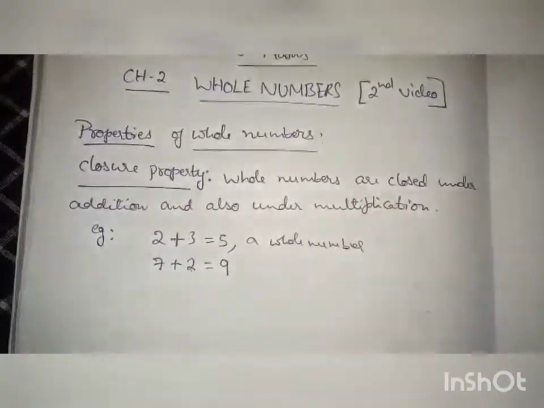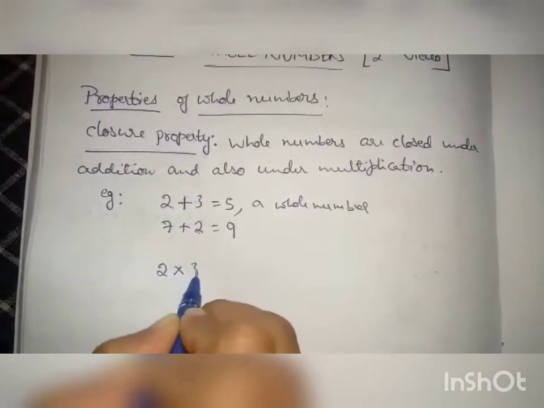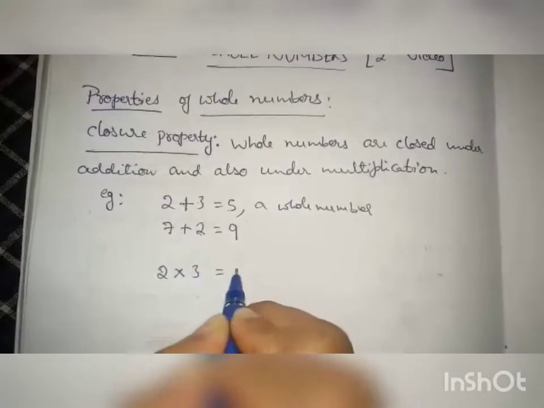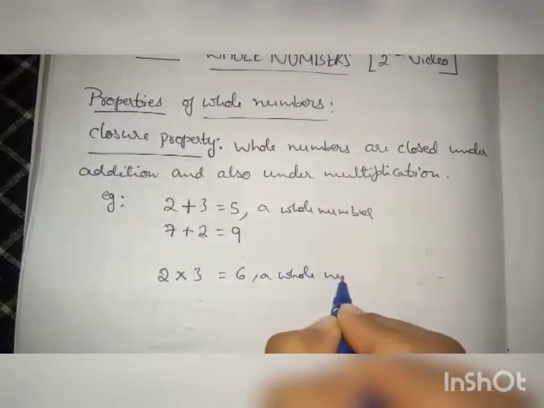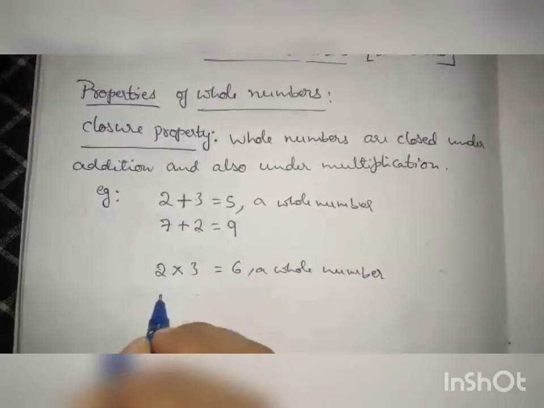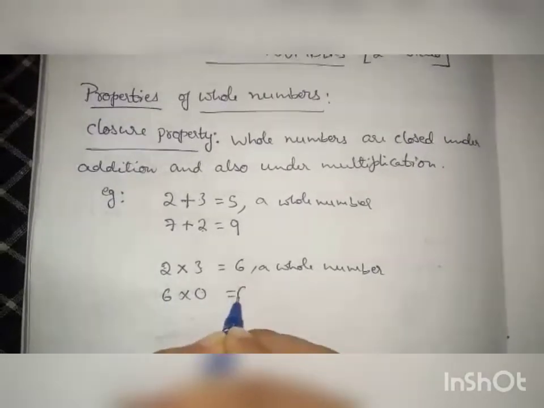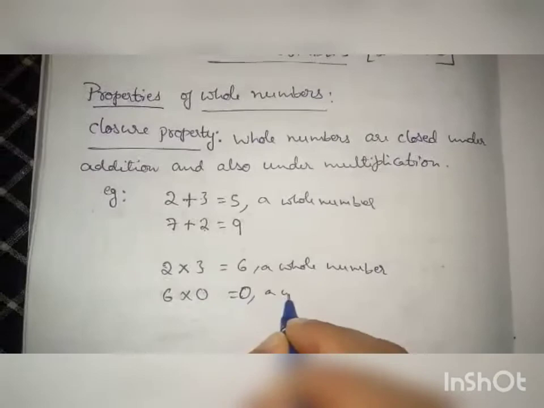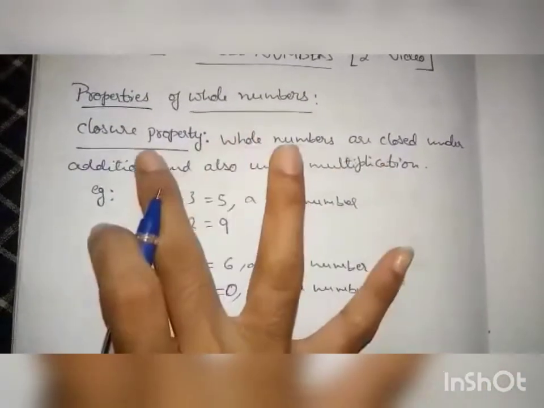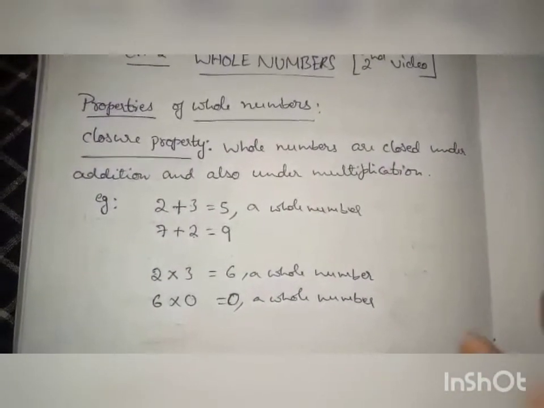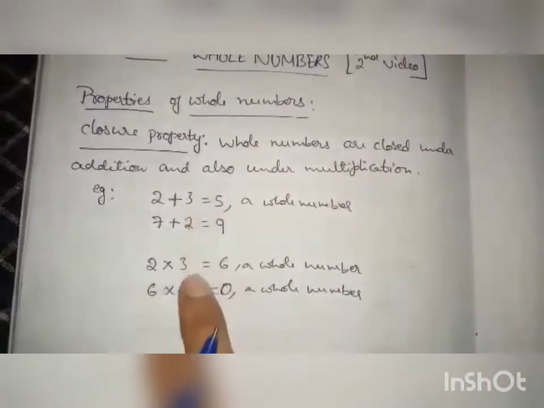And let me take multiplication. In the same way, 2 multiplied by 3, both are whole numbers. 2 threes are 6, right? This is also a whole number itself. Or 6 is a whole number and 0 is also a whole number, right? 6 times 0 is 0, so this is also a whole number. So for addition and multiplication, the closure property holds. Whole numbers are closed under addition and multiplication.